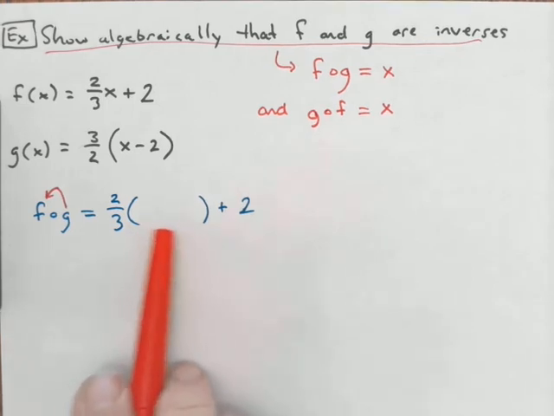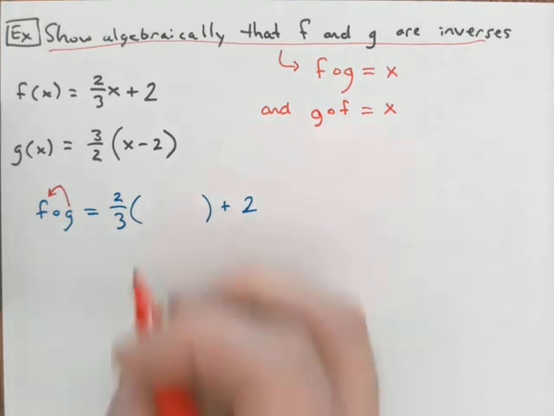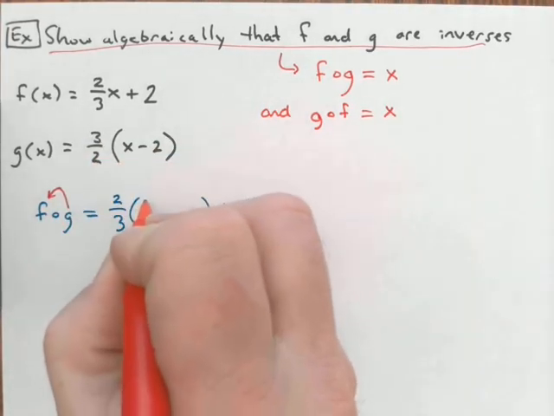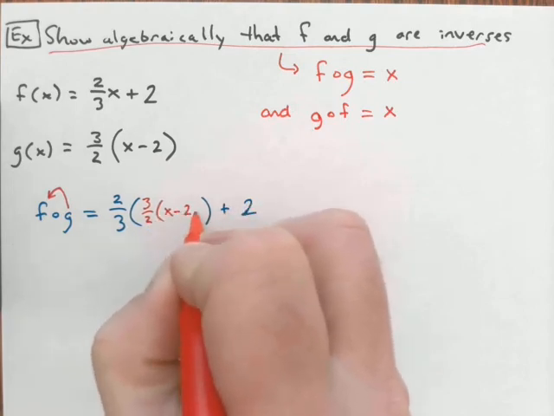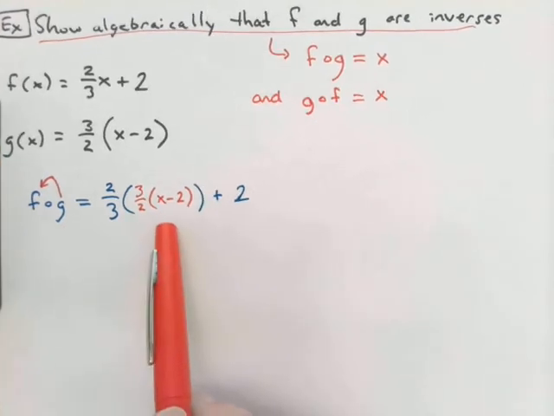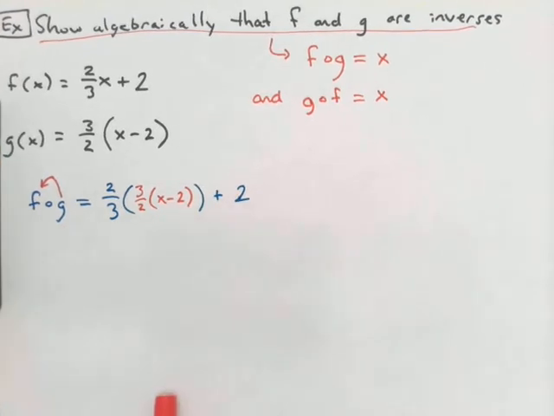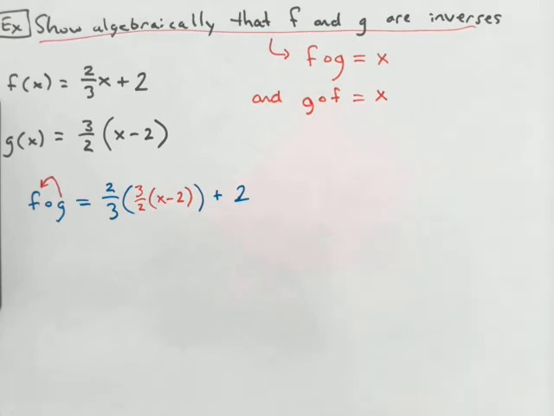And then in place of the parentheses, you put in the second letter, which is g of x. So I'm going to copy that down here: 3/2 times the quantity x minus 2. So this is what f of g of x looks like. Right now I need to simplify that down. That usually takes 2 or 3 steps. But I know that we're going to get an answer of x because we already know that these are inverses.